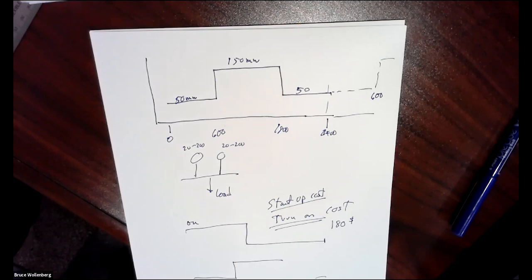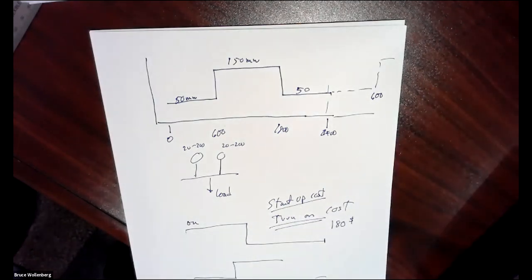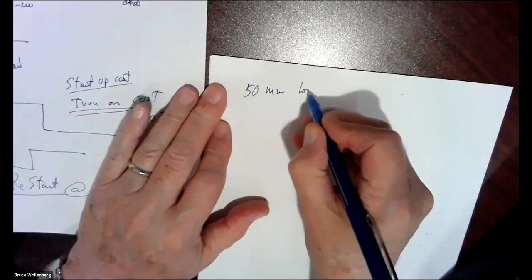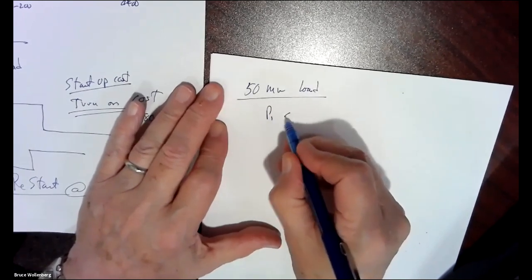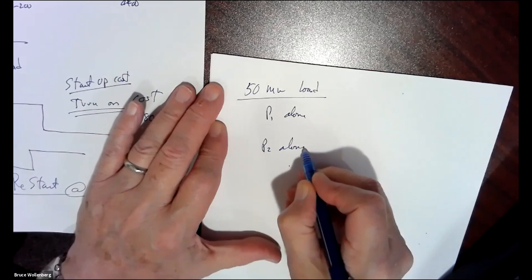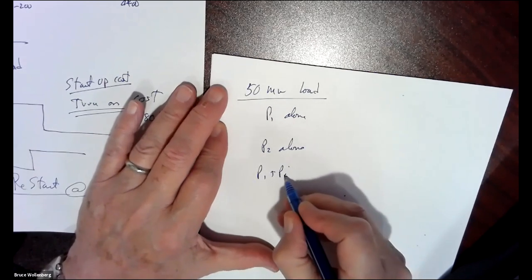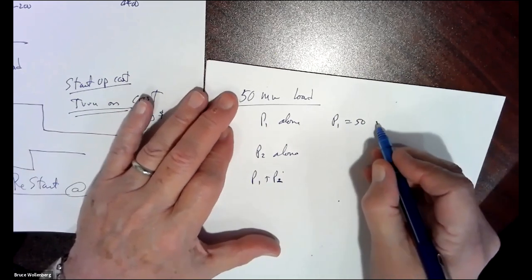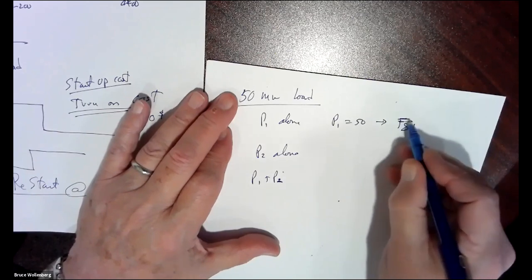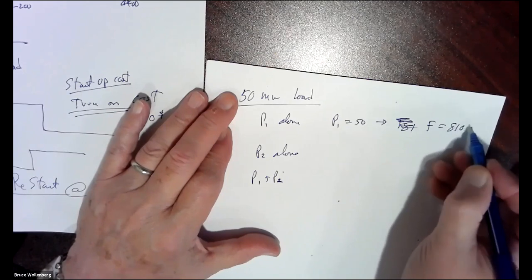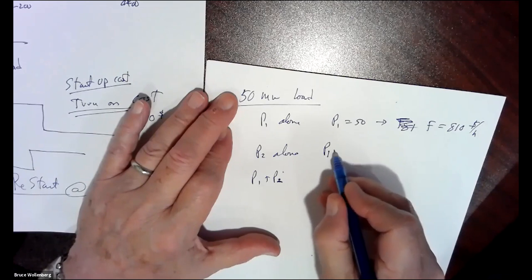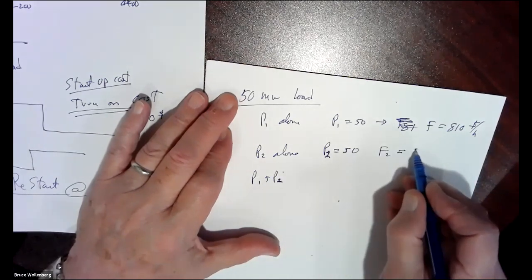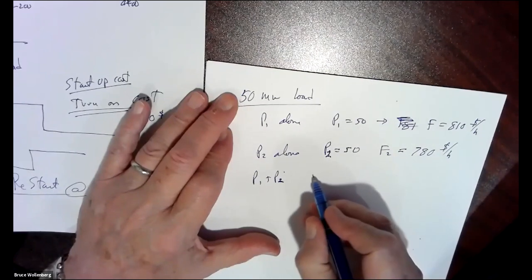If we look at the 50 megawatt load period, I could have P1 alone or P2 alone, or I could have P1 plus P2, both of them on. Well, if P1 is on alone, then it's equal to 50. You just plug that into the function and you get that the total operating cost is 810 dollars per hour. If P2 equals 50, if it's the only one operating, then F2 is equal to $780 per hour.